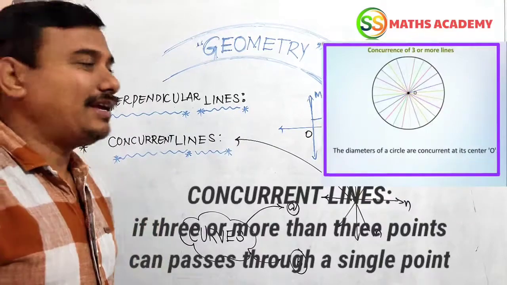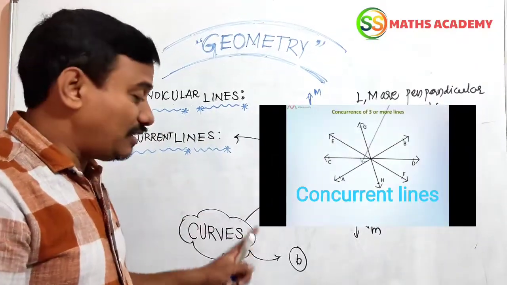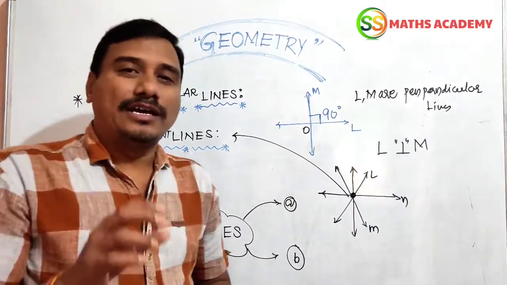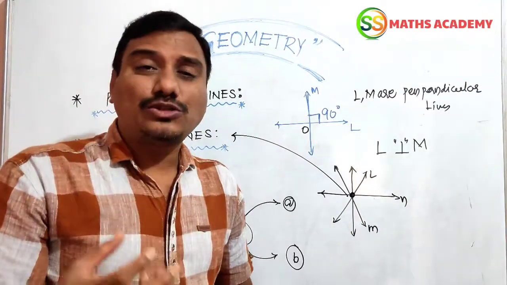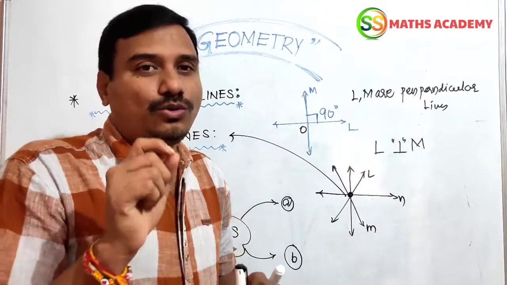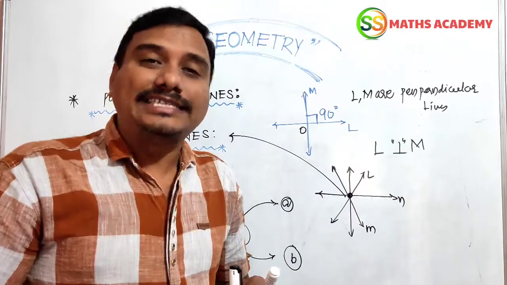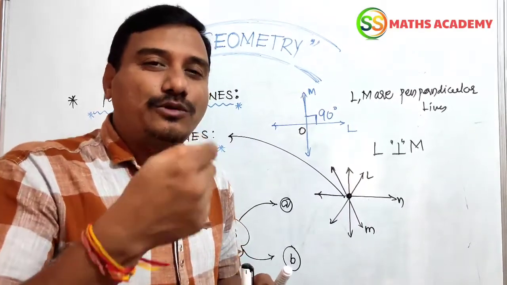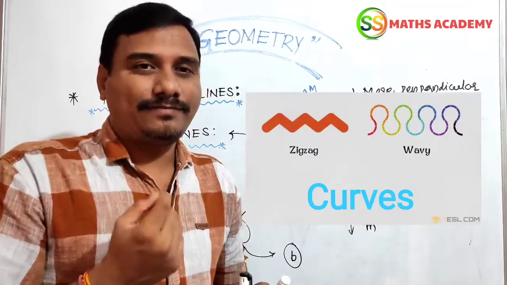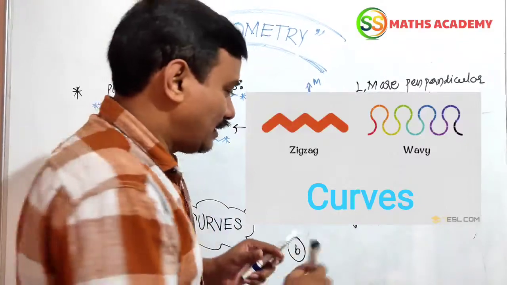Concurrent lines. Okay. Now perpendicular lines is completed. Now concurrent lines is completed. Now we are going to discuss such a beautiful topic, curve. We come across so many examples of curves in our daily life. For example, you see a garland of gold, a gold chain and snake movement. These are the best examples of curves.